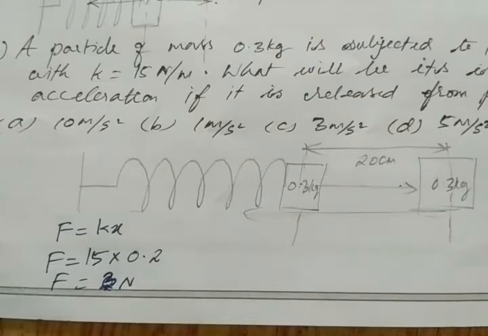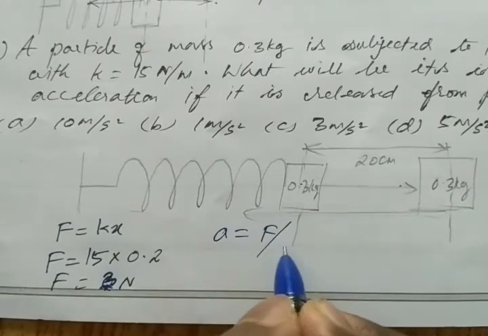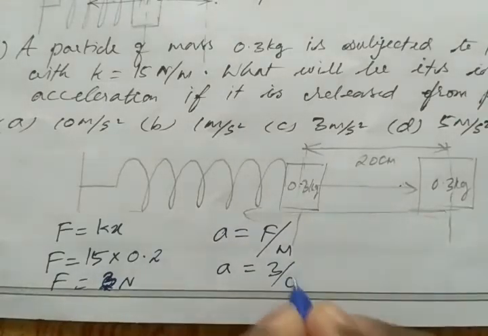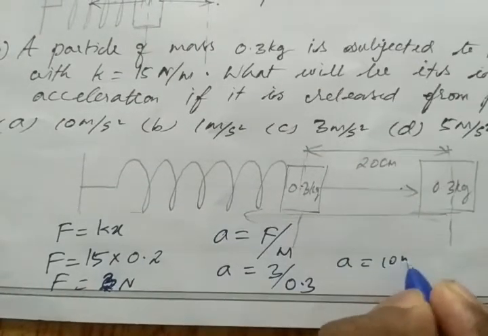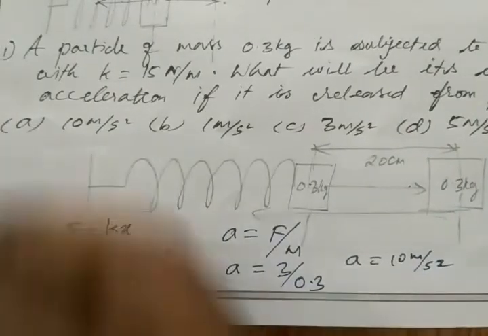Now what will be the acceleration? We know the formula of acceleration. Acceleration equals force per mass by using Newton's second law. What is the force acting on it? Force acting on the mass is 3 Newton. What will be its mass? Mass is given as 0.3 kilogram. So acceleration will be 10 meter per second square. Clear? So option A is correct.